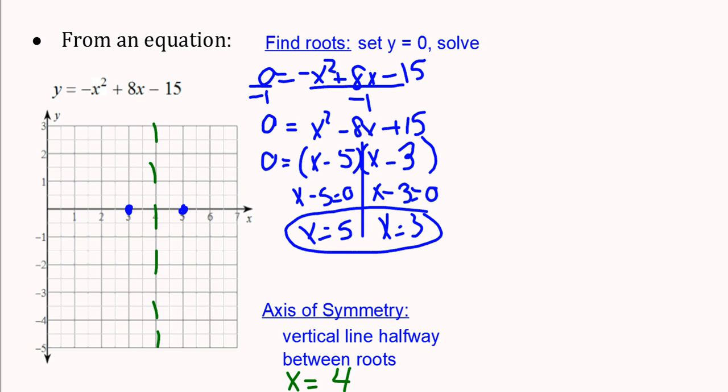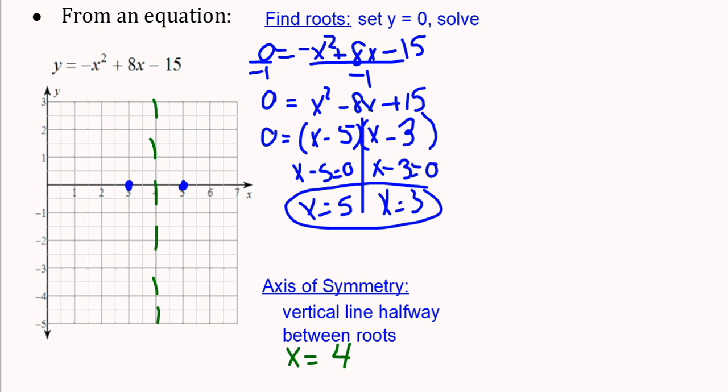Now that I've got that, x equals 4, I can go ahead and find the vertex because I know the vertex lives somewhere on this axis of symmetry, so I know the x value must be 4. So I can actually plug 4 in for x in my equation, and that'll get me the y value for the vertex.